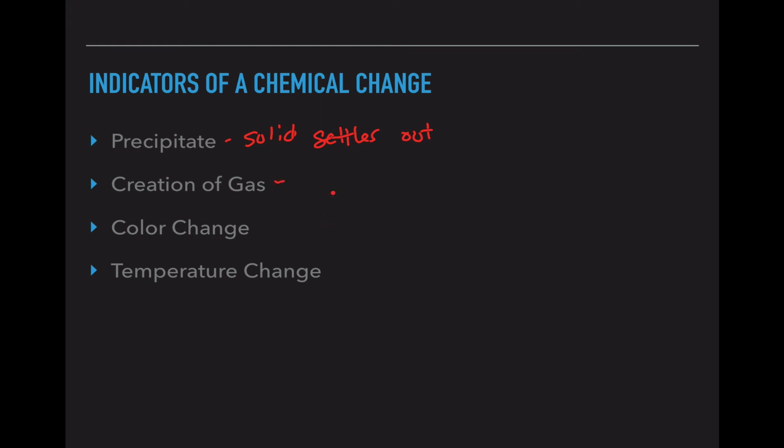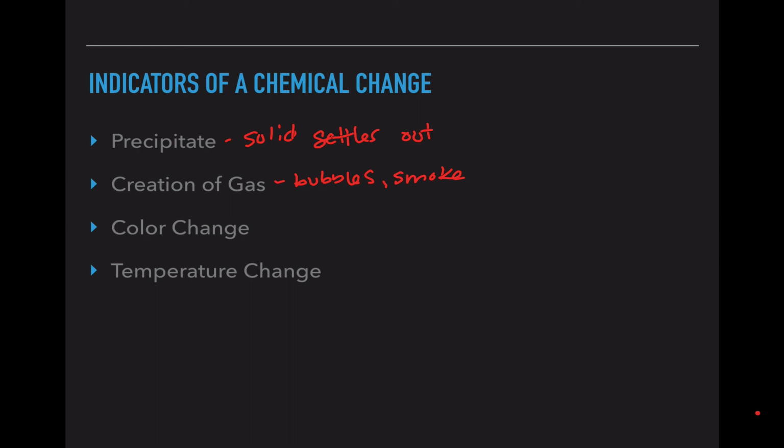And again, you will see an example of that during class. Creation of gas. This can be 2 things. Most people normally think of just bubbles. If bubbles occur when you mix 2 substances, and that's not just air bubbles being mixed in, but if you mix 2 substances and you get like this foam starting to create, that's a creation of a gas. Second one is smoke. If you see smoke, then it has been a chemical change also.